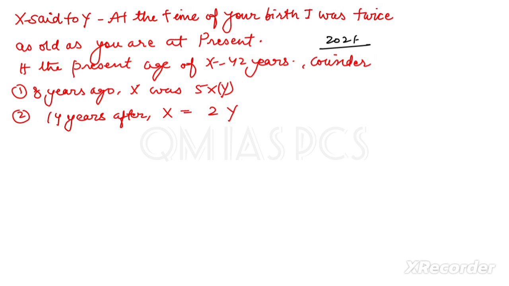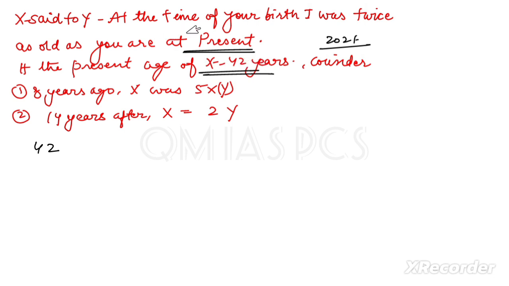So just look at the initial statement, it is given that x said to y, at the time of your birth I was twice as old as you are at present. Okay, and the present age of x is given, that is 42 years. Based on this one we have to find something. Okay, so x's present age is 42 years. Just listen carefully. X's present age is 42 years.